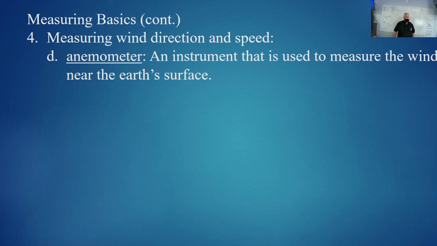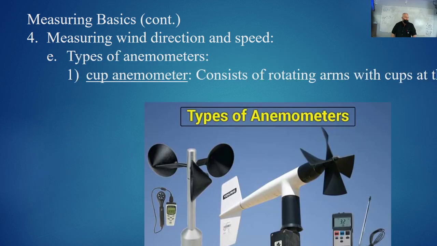The anemometer. This is just an instrument that is used to measure the wind speed near the Earth's surface. I didn't put a picture on this because we have two types of anemometers that I wanted to picturize, and basically the definition fit both of them. So I just waited. Anemometer. Okay? There's two types of anemometers.